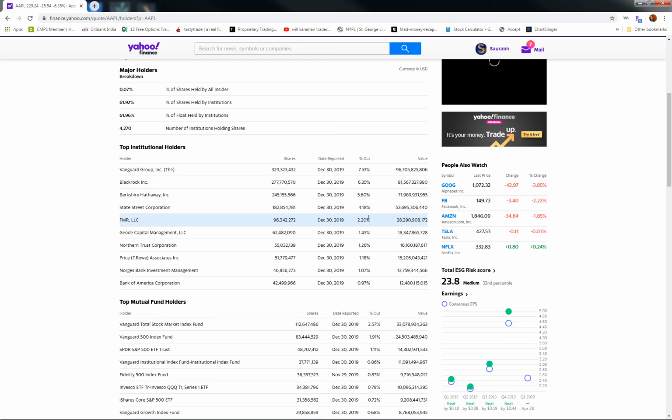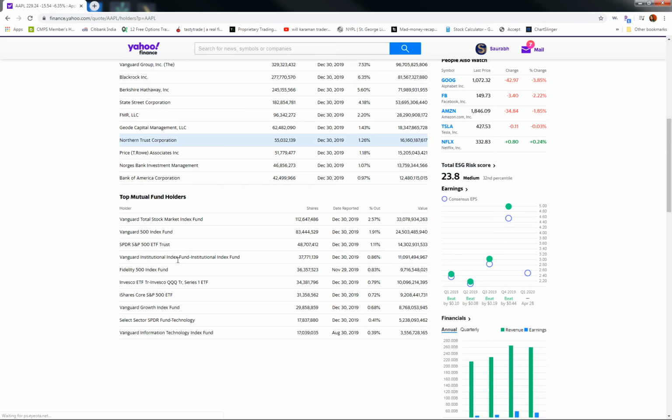Here we can see all these big companies holding it. And if you don't want to own the stock but you still want exposure to it, you can look at a lot of their ETFs, and it tells you which ETFs hold this stock.